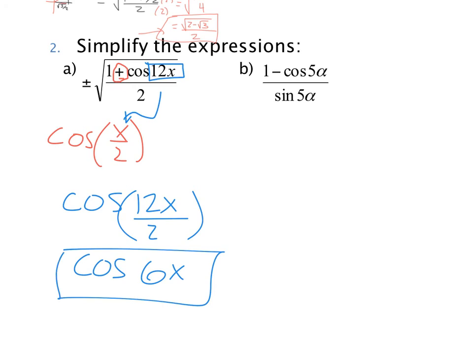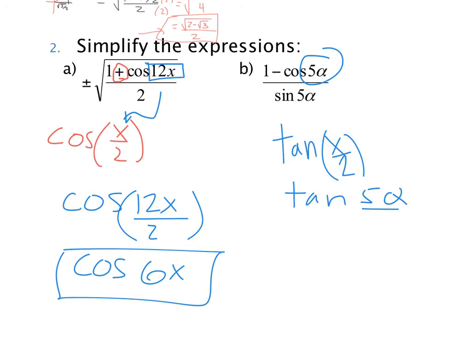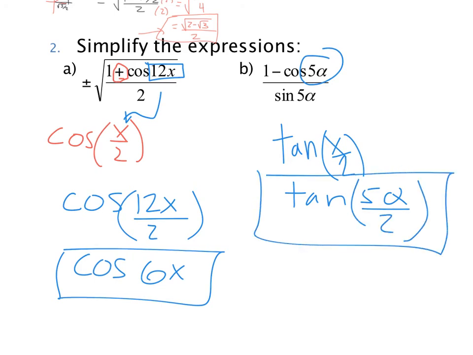Okay, if we look at this next one, I noticed that matches up with tangent. So I'm going to do tangent of x, but it isn't just tangent of x because our angle is actually 5 alpha. So we're going to go ahead and do tangent of 5 alpha over 2, and we can't really simplify that anymore, so that's our final answer.